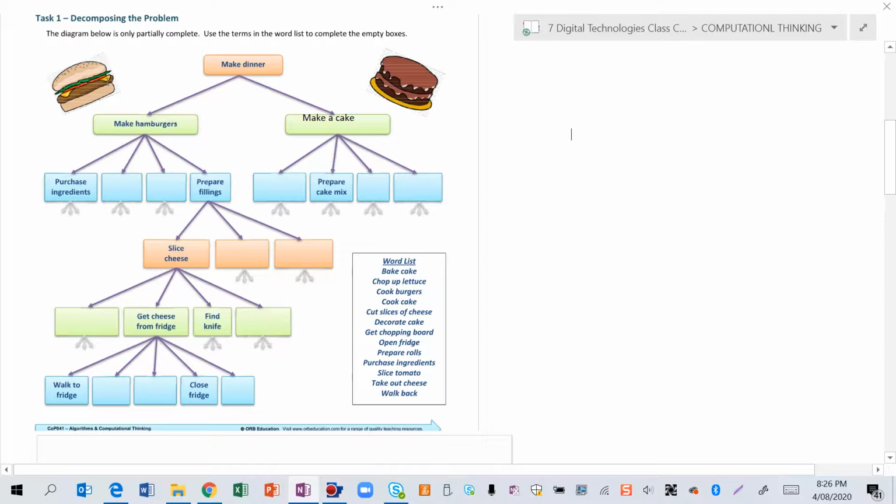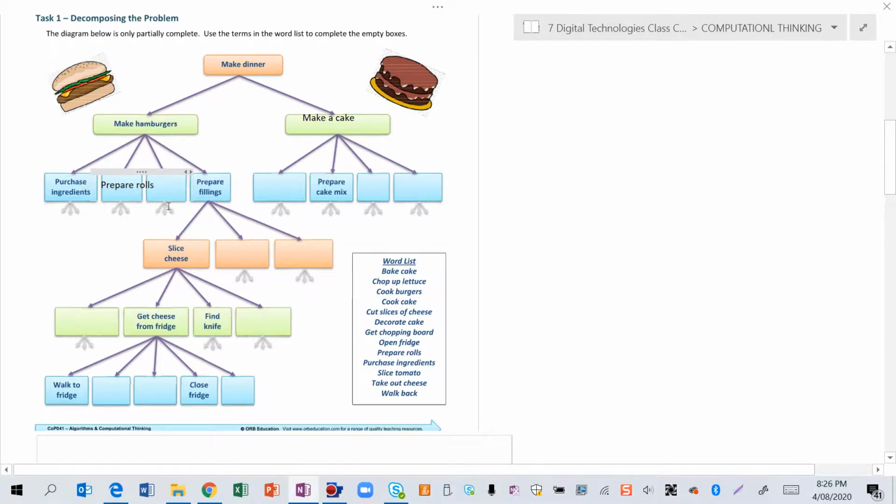So the fillings is one part, but the other side of things might be, that's right, preparing the rolls. So we would put in prepare rolls. Oops, can't help if I spelt rolls properly. You can make this smaller or larger. You can increase the size of your page if you need more space.